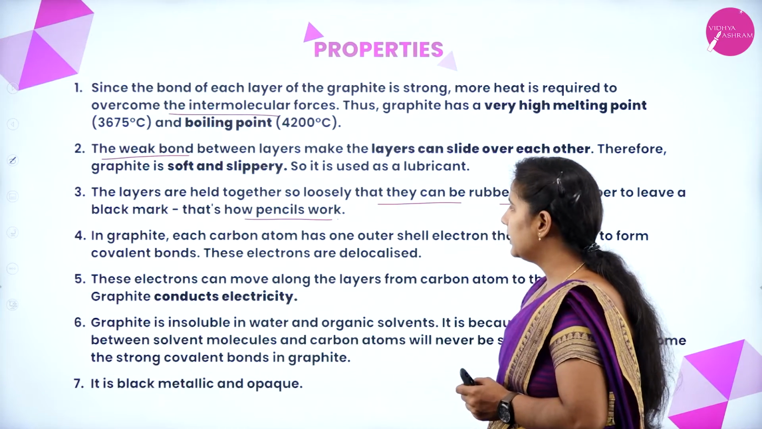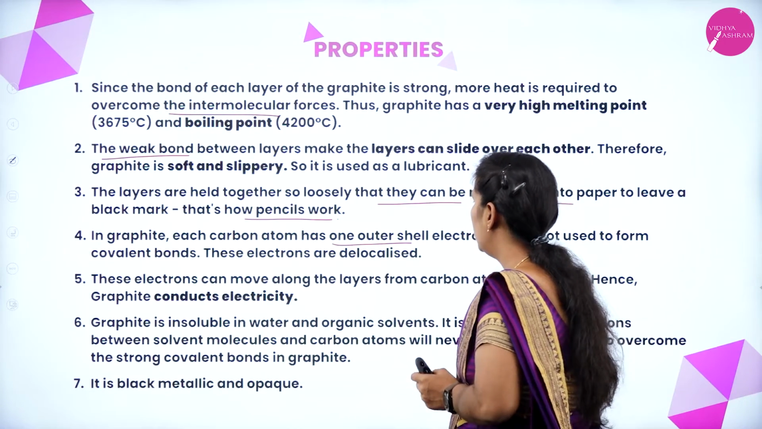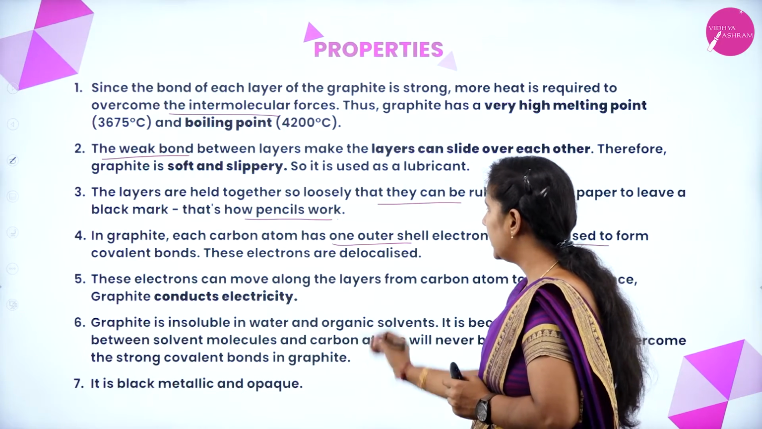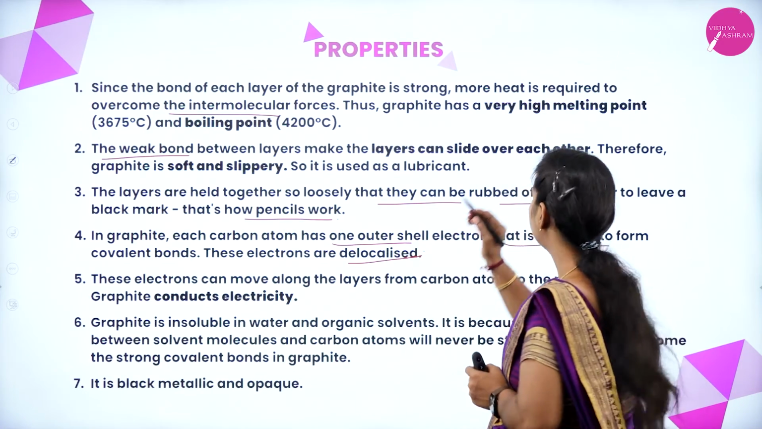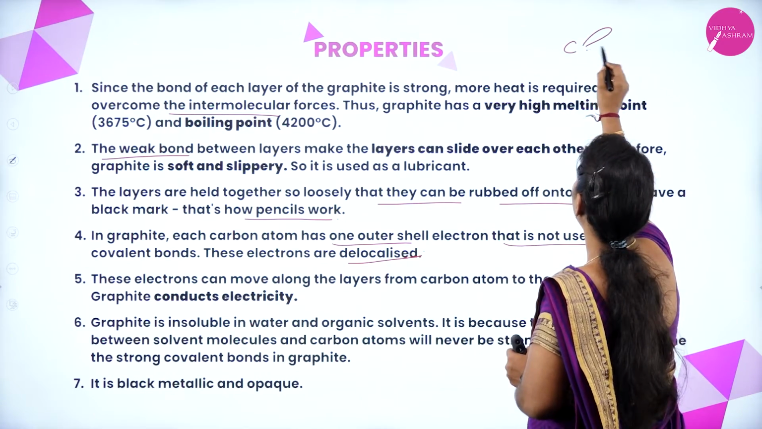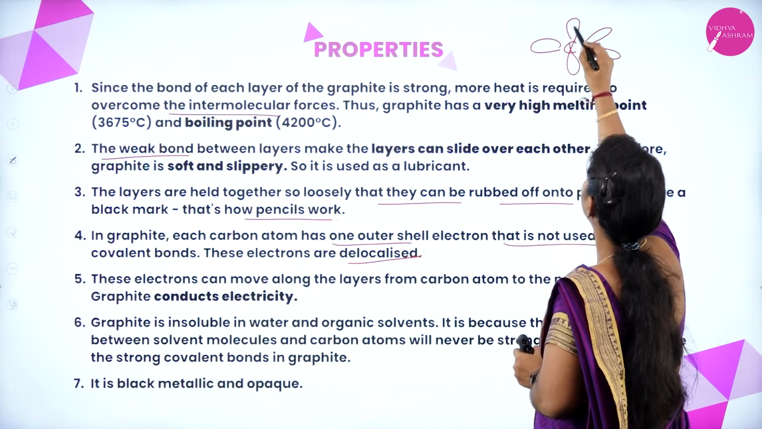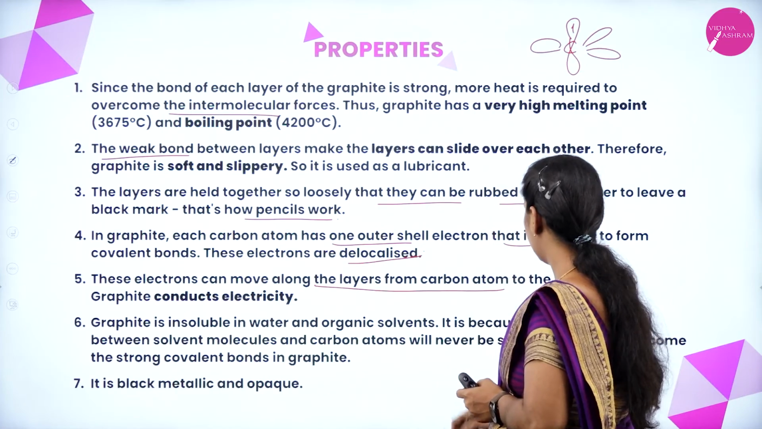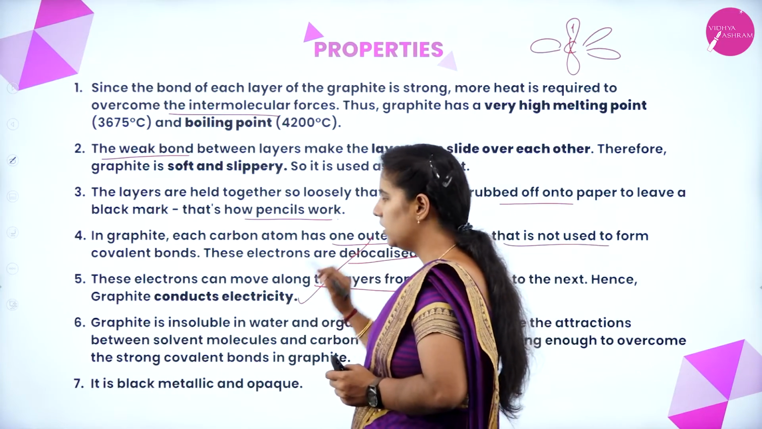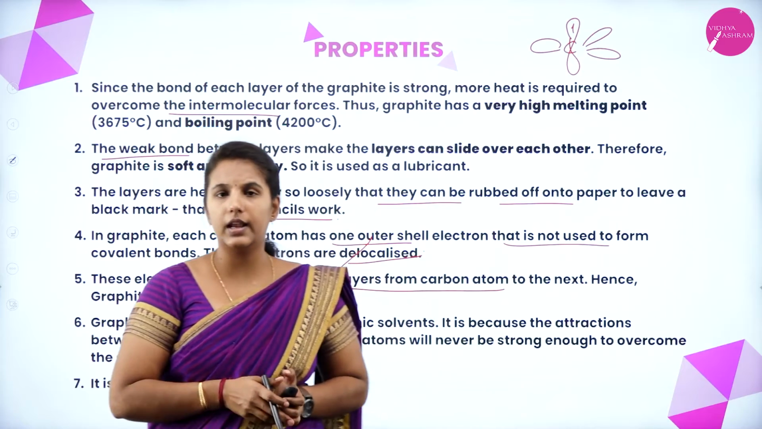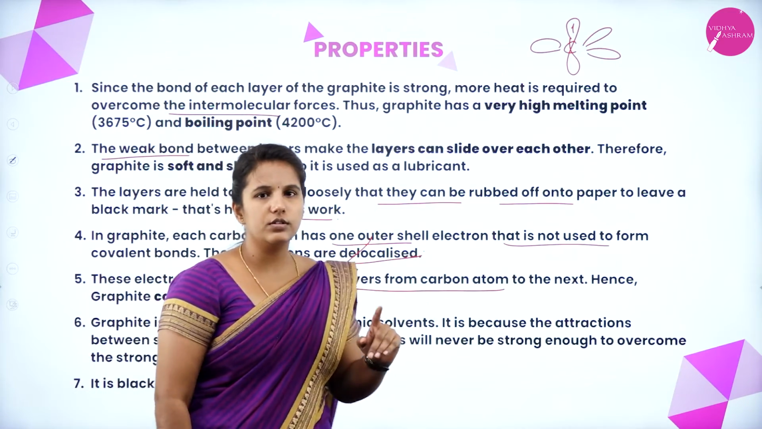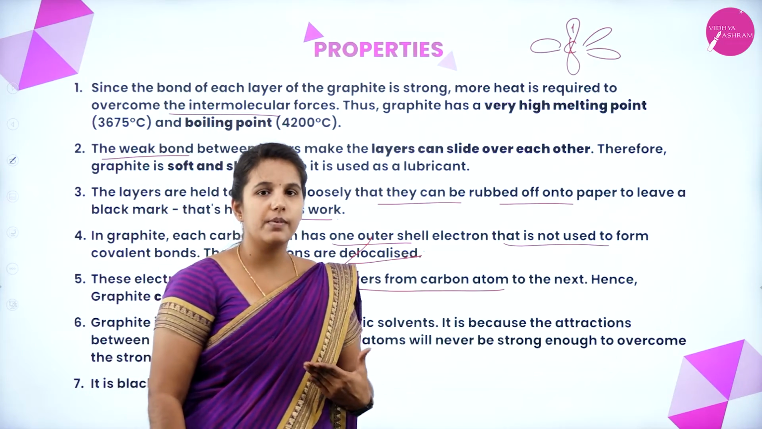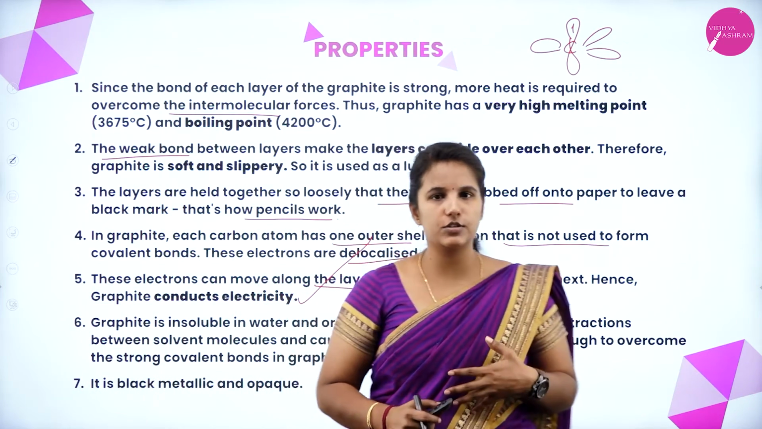In graphite, for each carbon atom, the outer shell electron is not used to form a covalent bond, hence it is delocalized, as I have shown with a carbon atom. This is the one which remains unhybridized. This electron can move along the layers from carbon to carbon atom, hence graphite is a good conductor of electricity. From the electronic configuration, we understand that one electron becomes unpaired in the p orbital. Because of this unpaired electron, graphite is a good conductor of electricity.